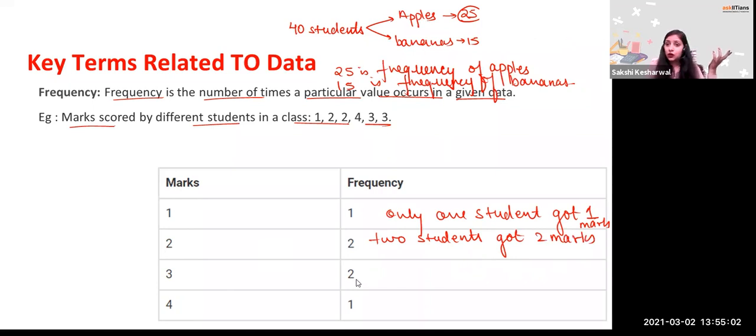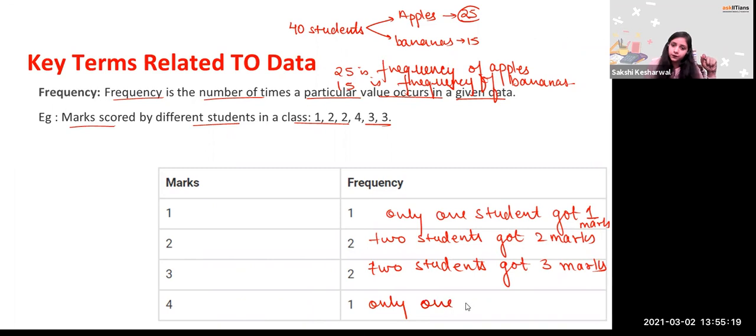How many students got 3 marks? Two students got 3 marks. And how many students got 4 marks? Only one student. This is very much clear. That is how things are counted repetitively.